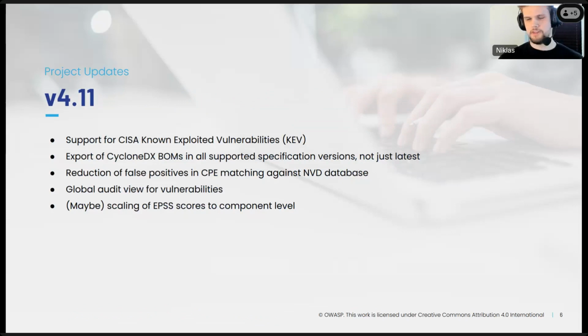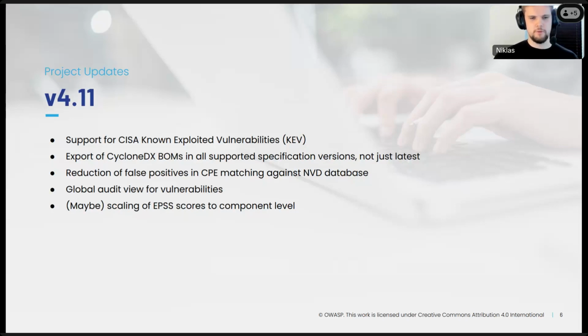As for 4.11, this is the slide from last time. So this is what we have planned to release in 4.11, the next version. I'm just going to read these things out here. It's first the support for the known exploitable vulnerabilities catalog, export for c-scrm SBOMs in multiple specification versions, not just the latest as it is currently. Also the reduction of false positives in CPE matching. We had a few reports for that. And there was also a contribution from the community about a global audit view, which allows you to see the vulnerabilities across all of your projects and not just for one specific project. That's why it's called global.